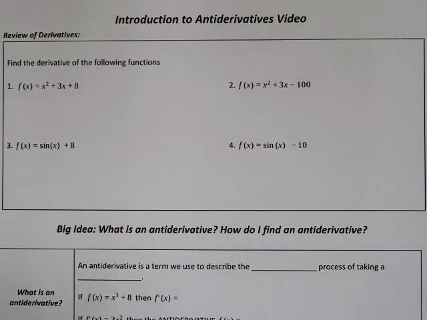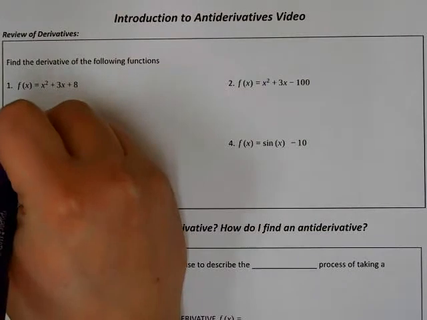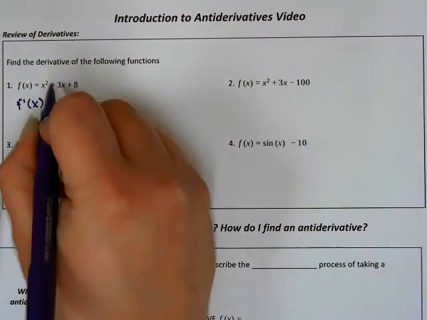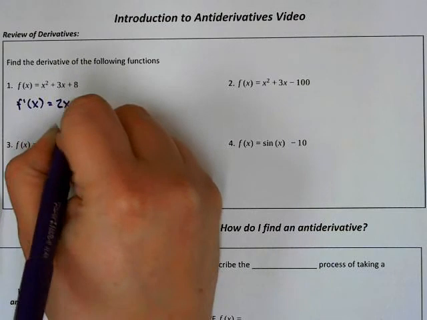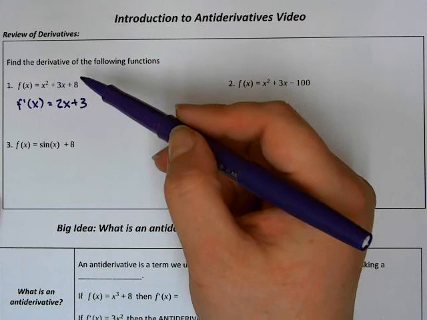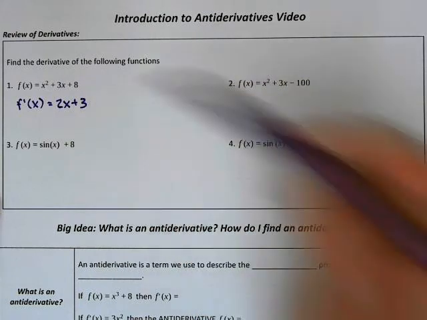Before we dive into that, let's do a quick review of derivatives. So take a look at number 1, f of x equals x squared plus 3x plus 8. You guys should be pros at this by now, and we can see that f prime of x is going to equal 2x plus 3. We know that the 8 is going to disappear since it's a constant, and when we take the derivative, it's 0.